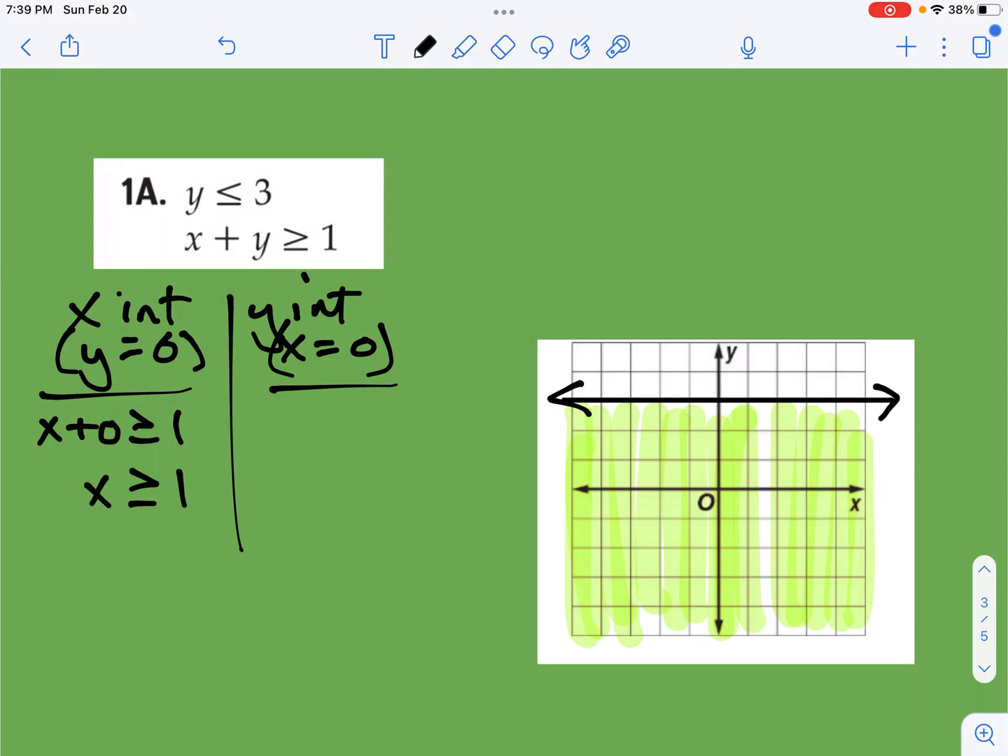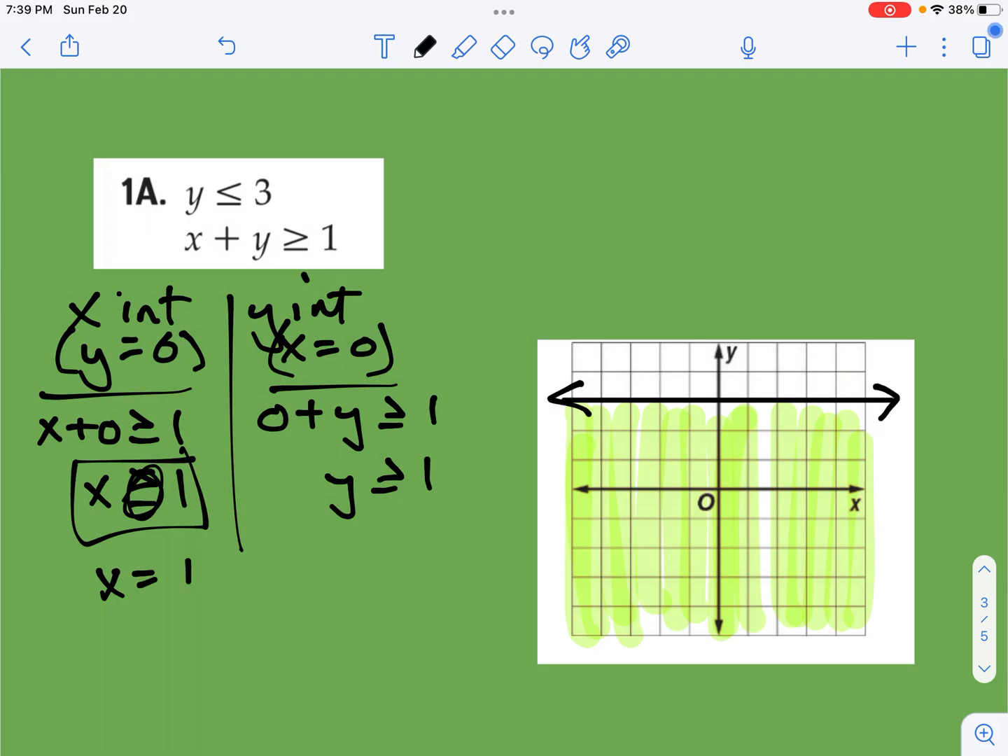And then for my y-intercept, same deal. 0 plus y greater than or equal to 1, so y is greater than or equal to 1. Right, so this is my x-intercept, and kind of ignore that and just pretend it's like that. Same thing there, right? So x is 1, so we have right there, and then y is 1. So we've got this thing here.